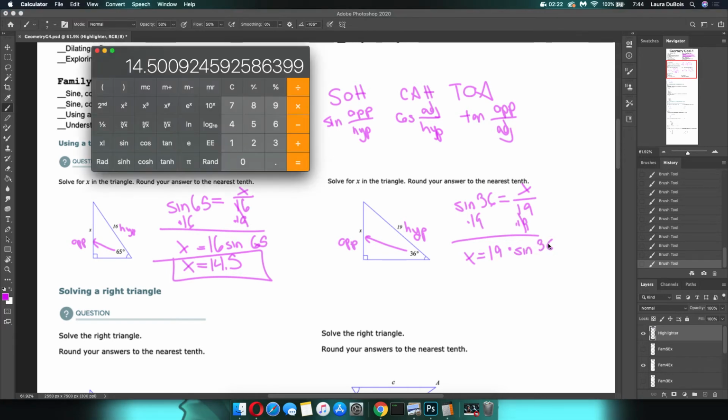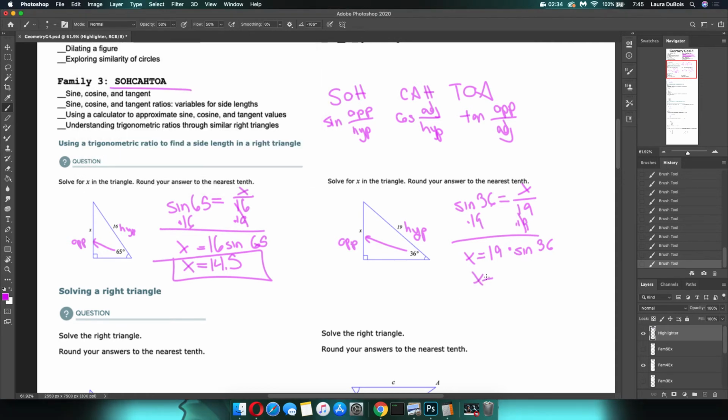All right, so 19 times sine 36 equals 11.16, so that rounds to 11.2. And that's really all you're doing with your basic trig functions. You're setting it up, figuring out which thing has the variable, and then solving for the variable.